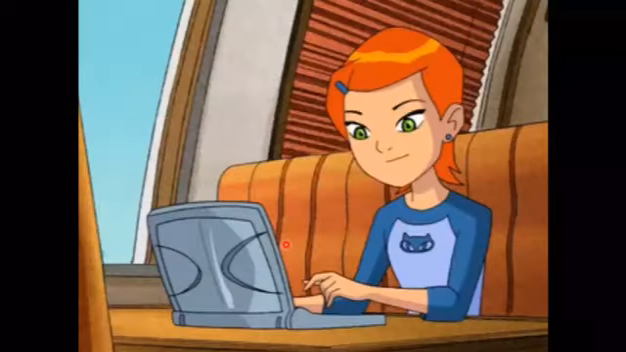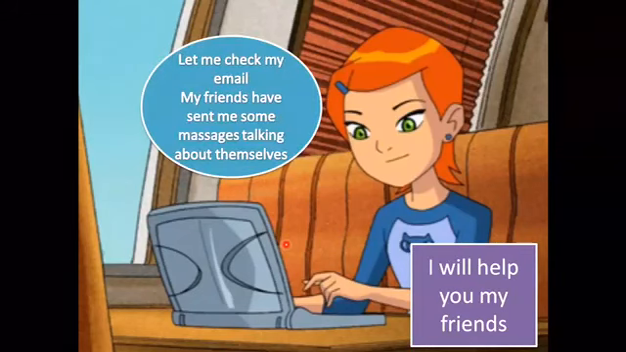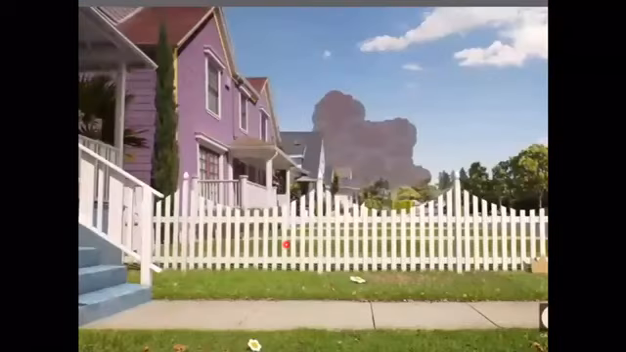So, Gwen is going to help us. She said, let me check my email. My friends have sent me some messages talking about themselves. So, she has emails from friends talking about themselves. يعني هي عندها email about friends. أصدقاء يحكون عن نفسهم already sent it to her. يعني دزوها هي. So, we will start with the first one.